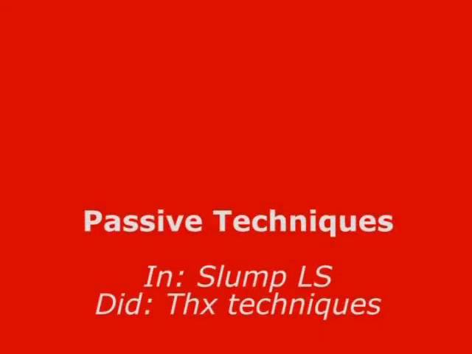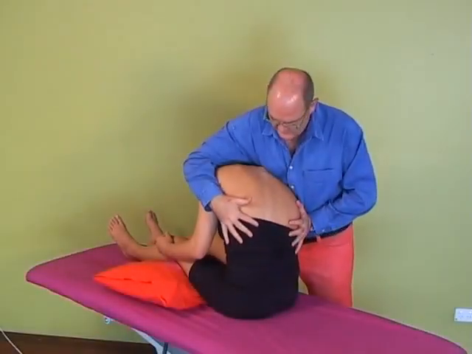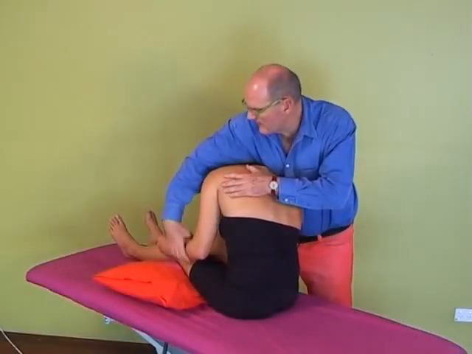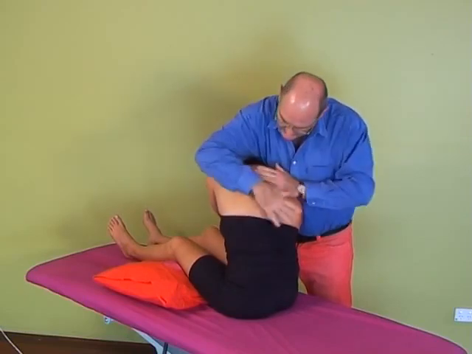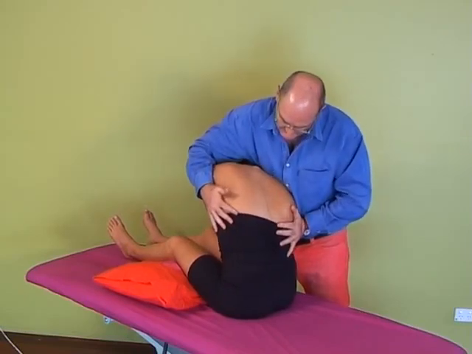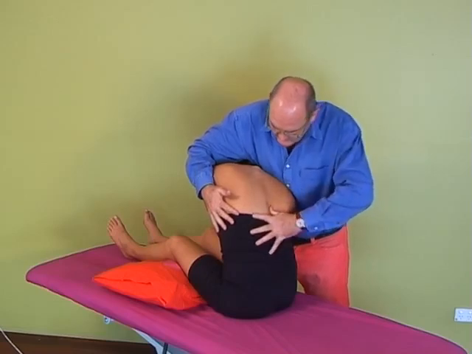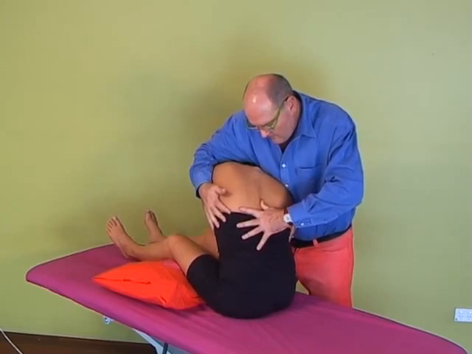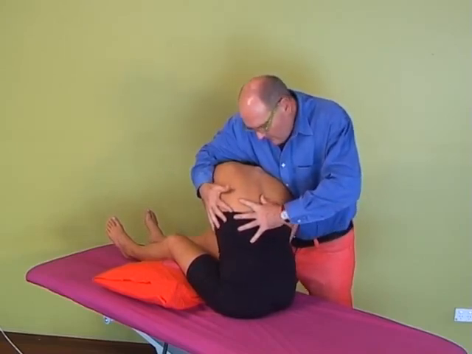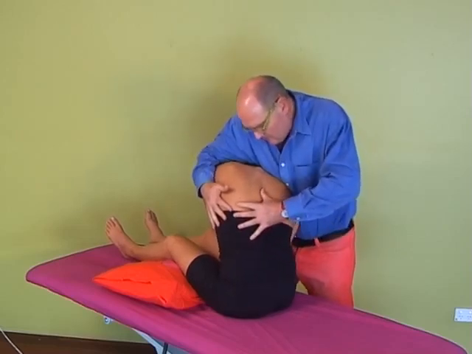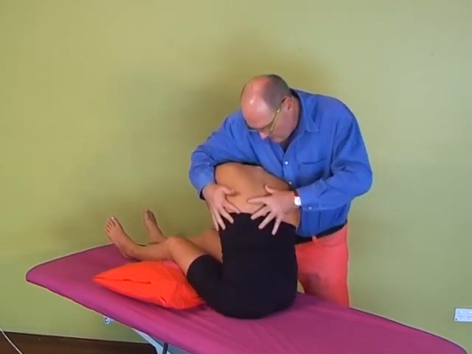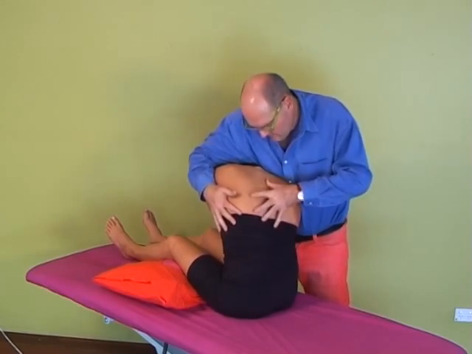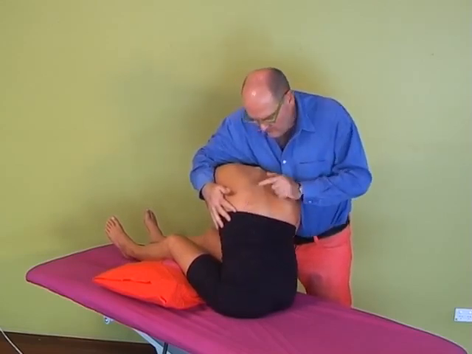Passive techniques. In slump long sit, thoracic techniques. Claire is in the slump long sitting position with a pillow under her knees. I'm now laterally flexing her thorax, which opens up the spinal canal and challenges neural tissue on the convex side. Gross movements can be performed, or more localized techniques, such as this lateral mobilization of the spinous processes. The technique should feel comfortable.